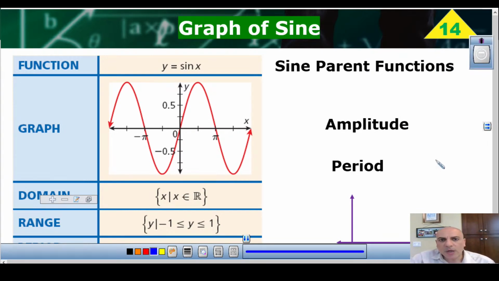The first one is starting at 0, 0, go all the way to 1, if you guys remember, back to 0, and then to 2 pi would be here, okay? That's the sine wave. Remember, the least you can get for the parent is -1.